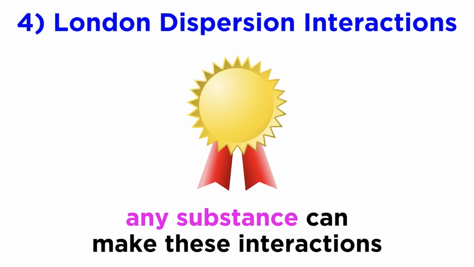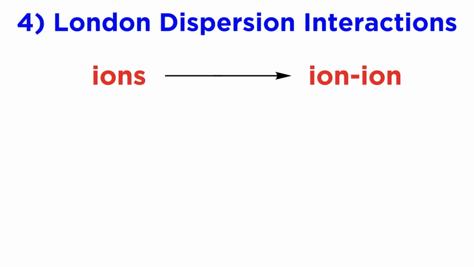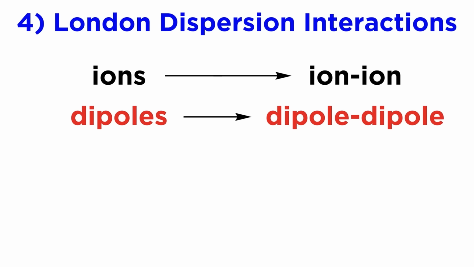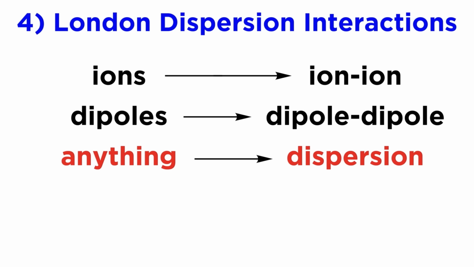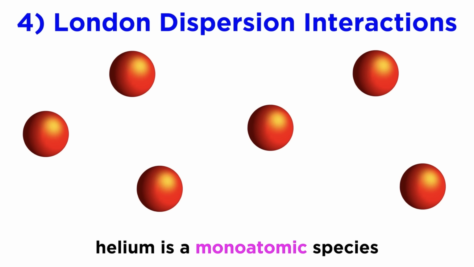Lastly, we have London dispersion, often just called dispersion interactions. This is the consolation prize of the intermolecular forces because any substance can do it. Only ions make ion-ion interactions, and only covalent molecules with a dipole can make dipole-dipole interactions, but absolutely anything can make dispersion interactions. For example, take a look at helium. Helium is a noble gas, and due to a full valence shell, it does not make bonds with other atoms, so a sample of helium is just a bunch of helium atoms.